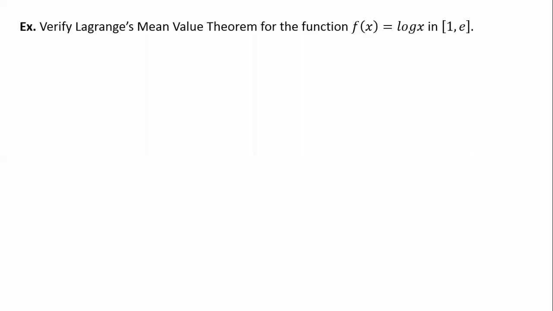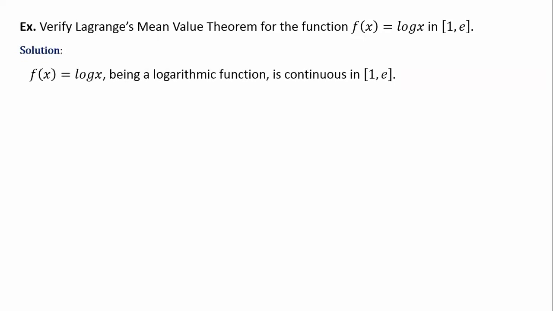Next problem, verify Lagrange's mean value theorem for the function f(x) equal to log x. No base is specified, so we have to assume it is the natural logarithm, that is base e, in the closed interval [1, e]. We know the value of e is 2.7182, something like that. So solution, f(x) equal to log x is a logarithmic function and that is continuous in the closed interval [1, e].